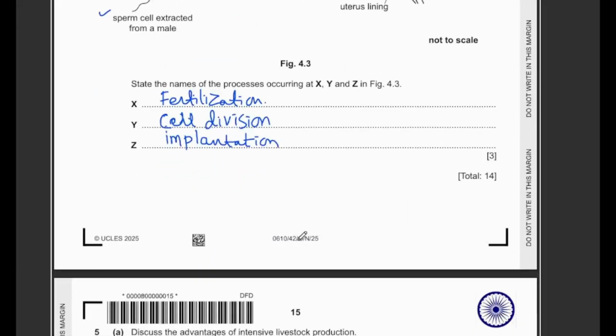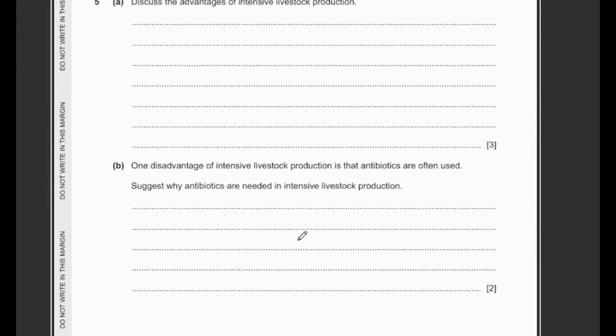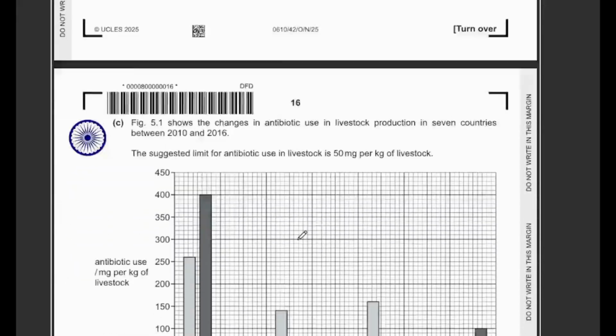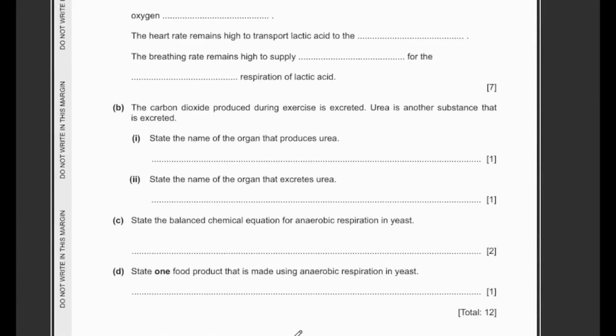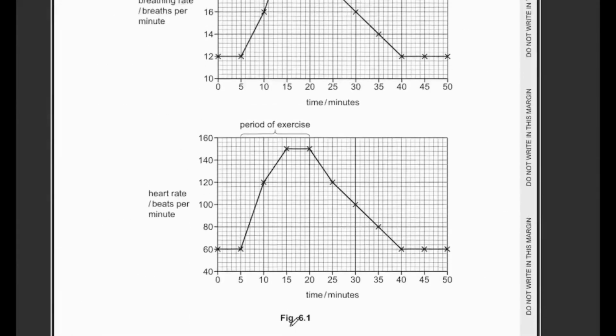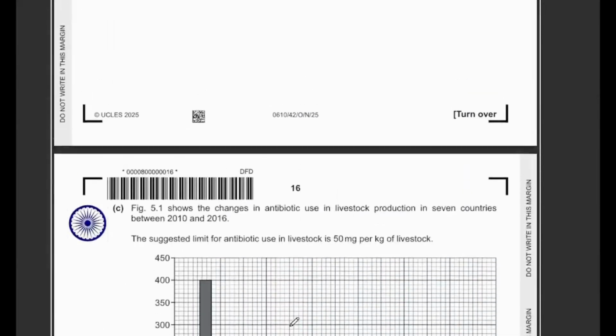Next, the fifth one: discuss the advantage of intensive livestock production. The video will be very long, guys. I hope you have patience with this, and I'm solving this for, I think, 1 hour. I think this is what we have in the end. Oh, we will have one more question to go, and that is to complete a fill in the blanks. Okay, let's do it now.